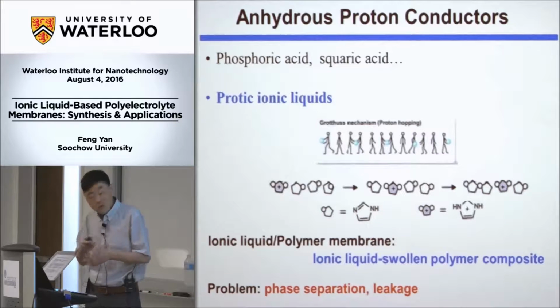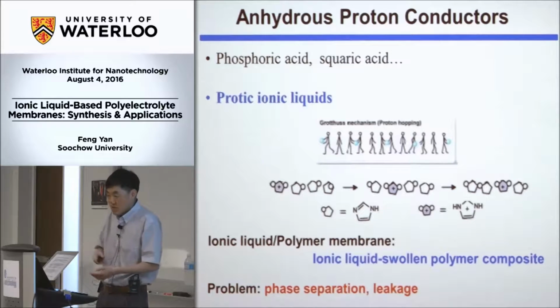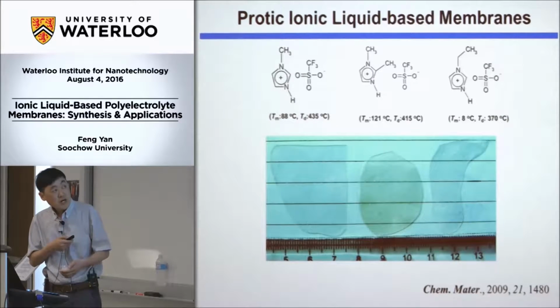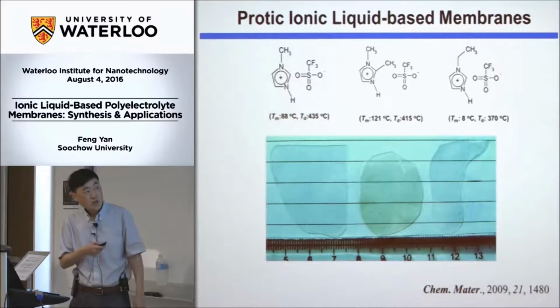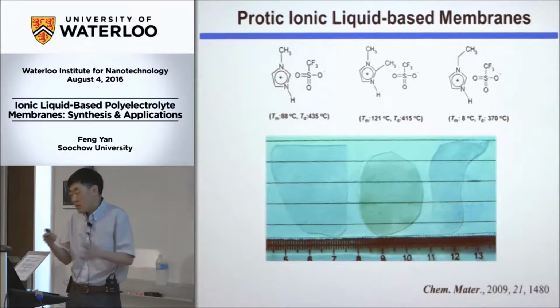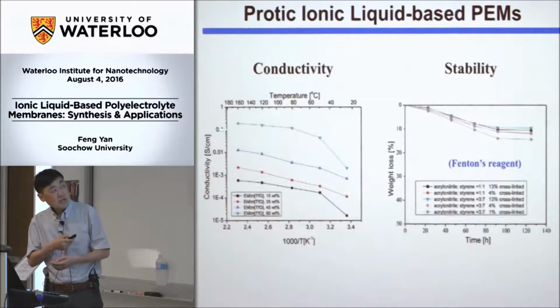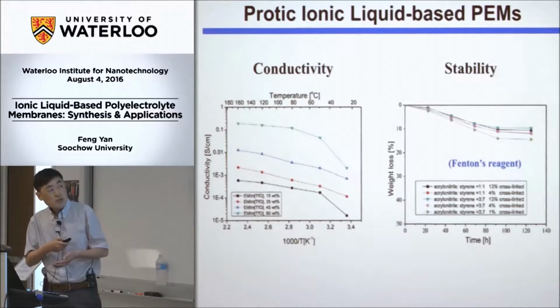But the problem of this type of membrane is the phase separation and leakage during the operation. It's very obvious. So based on our previous results, we also use the micro-emulsion polymerization to prepare this kind of electrolyte membranes, and all of these membranes are transparent and flexible. And it is important that you can see the conductivity at higher temperatures is still quite high, because the ionic liquid will not be evaporated at high temperatures. And the stability of this kind of membrane is also good.